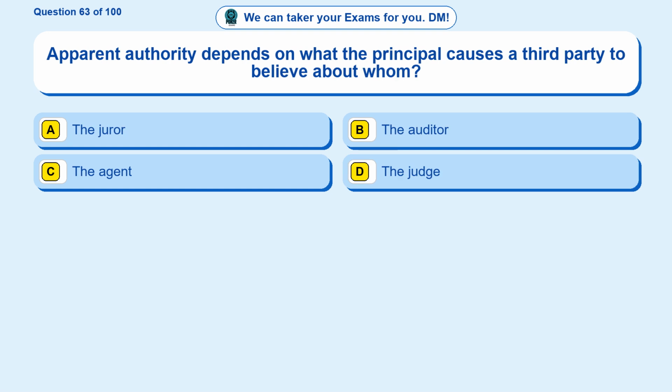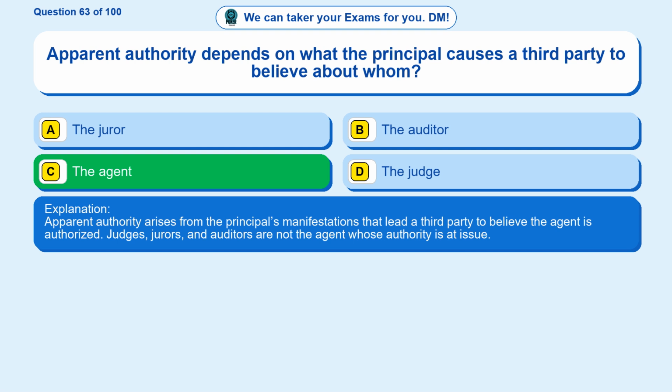Question 63. Apparent authority depends on what the principal causes a third party to believe about whom? Option A, the juror. Option B, the auditor. Option C, the agent. Option D, the judge. The correct answer is option C, the agent.